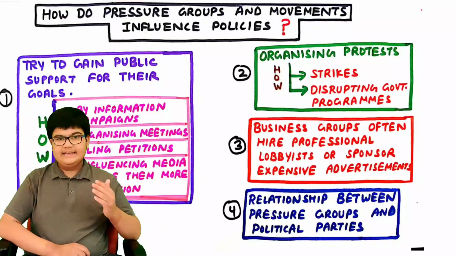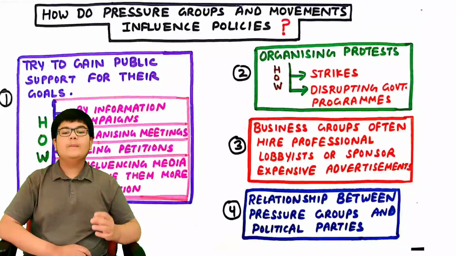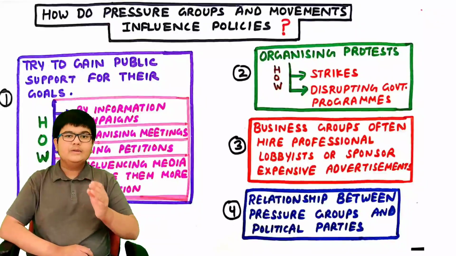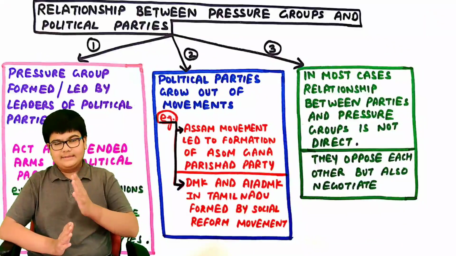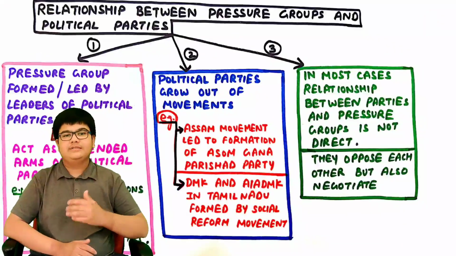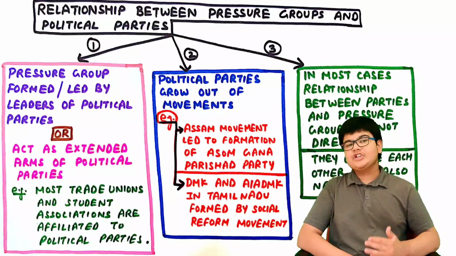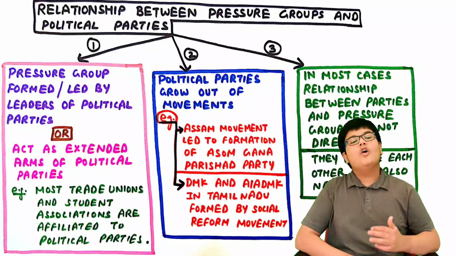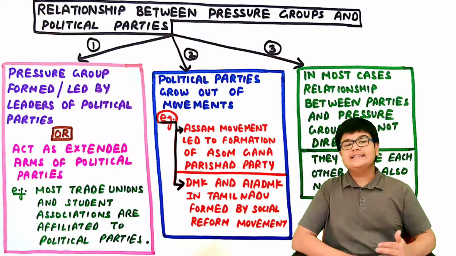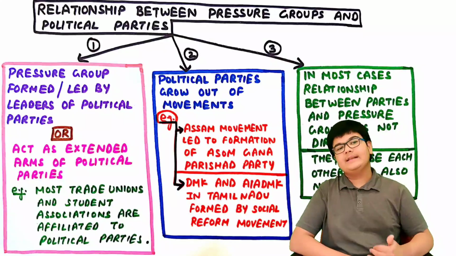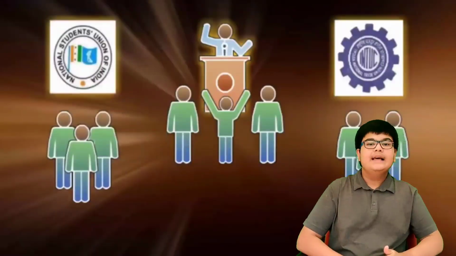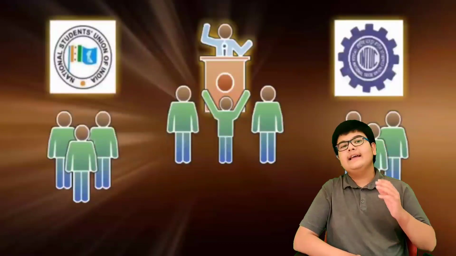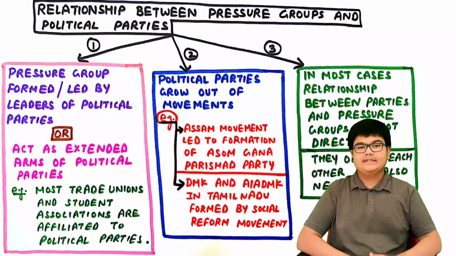Fourth, is the relationship between pressure groups and political parties. Now let us see how the political parties and the pressure groups are related to each other. Either the pressure group is formed or led by the leaders of political parties, or the pressure groups act as extended arms of the political parties. For example, most of the trade unions and student organizations are affiliated to the political parties.